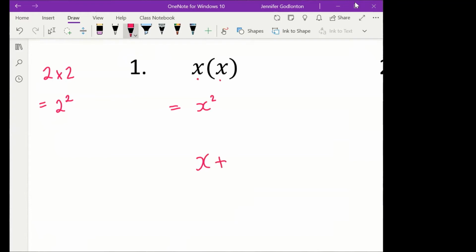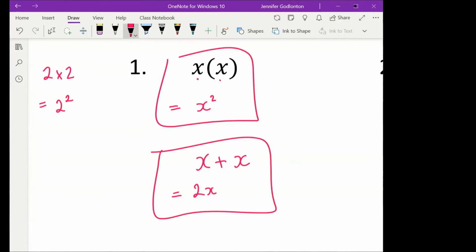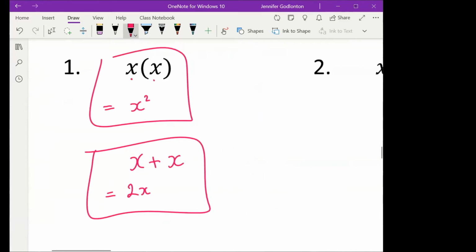What happens if I am adding those two together? What happens if I've got x plus x? In the first one I had x times x and I get x squared. What happens if I have x plus x? What answer am I going to get then? Good. Okay, if you can remember these two rules, you can essentially remember the whole of algebra. I know that sounds a bit crazy, but it's true. They simplify everything down for you. If we can remember that x times x is x squared and x plus x is 2x, we're solid.